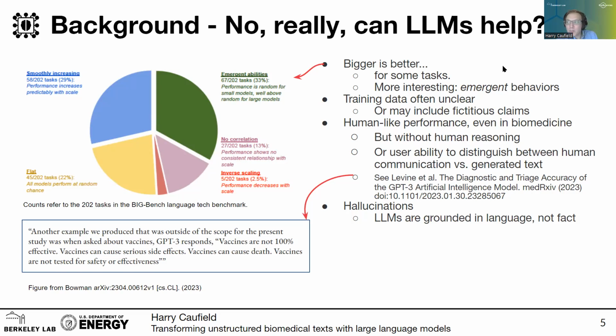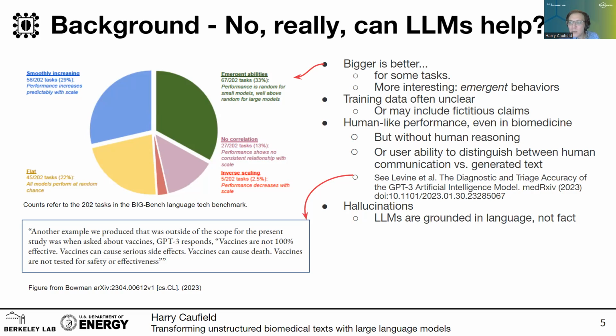Unfortunately, for many of these models, the GPTs included, we're not entirely clear what the training data is. It may even include some kind of fictitious claims that we want to try to avoid. When we couple this with the idea that we are actually getting human-like performance on some tasks, even in biomedical applications, we need to be aware that this human-like performance is not actually coupled with any kind of human reasoning.